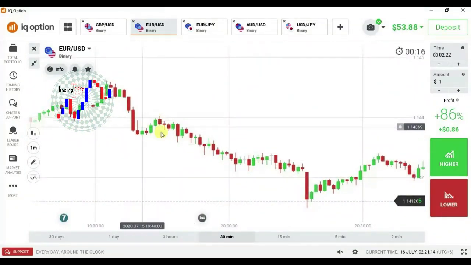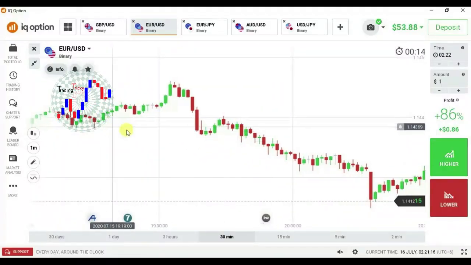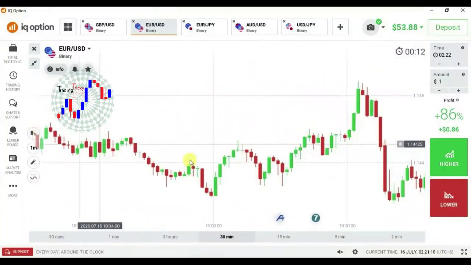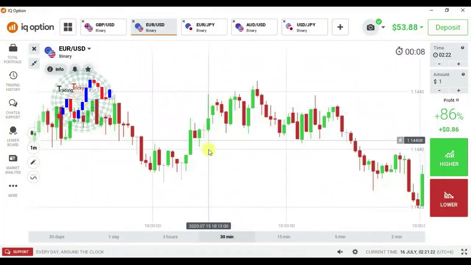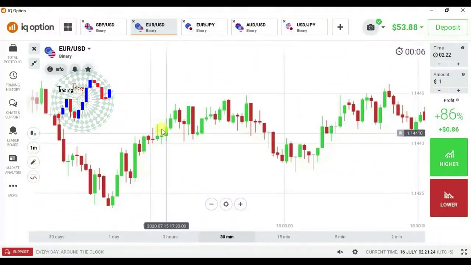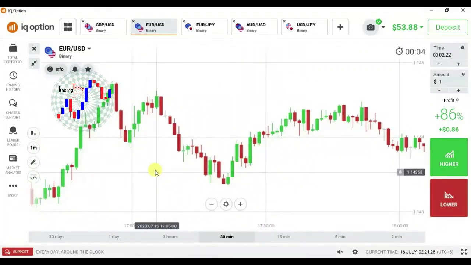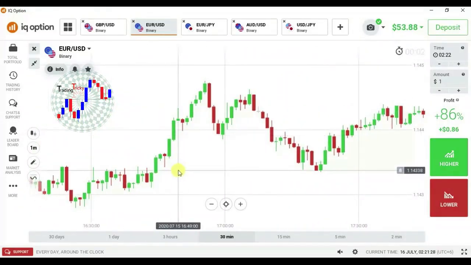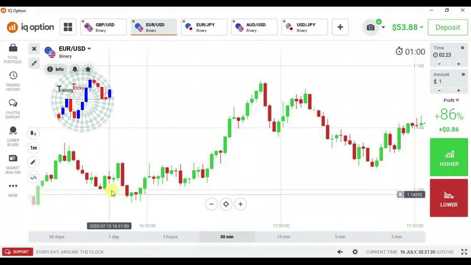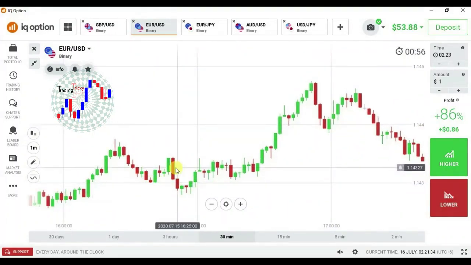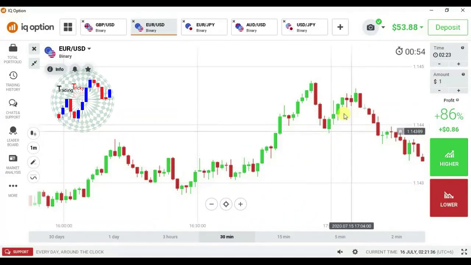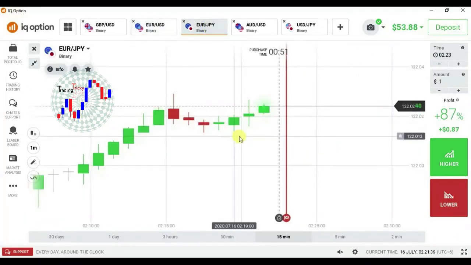See, everywhere you can see this round number will work most of the times. See here, here also. So every time you will have a lot of examples that round numbers are working very well. So you can believe this round number. Let's check some other pairs too.